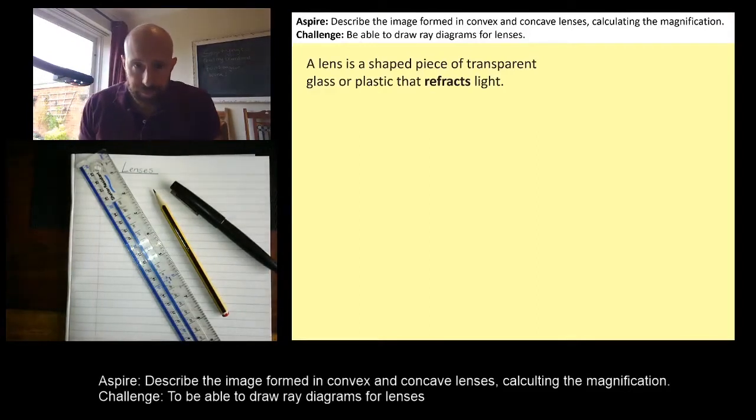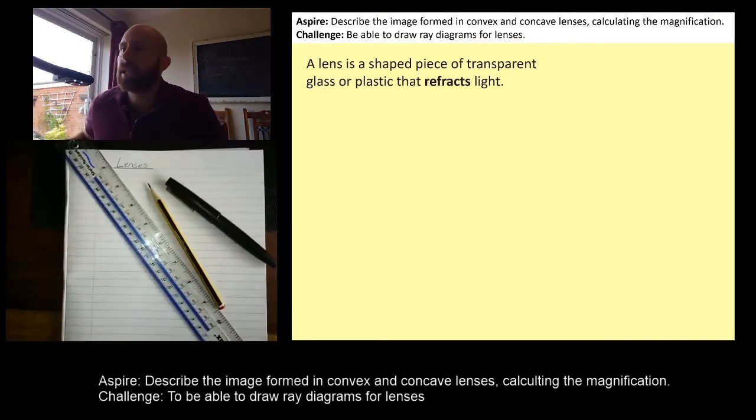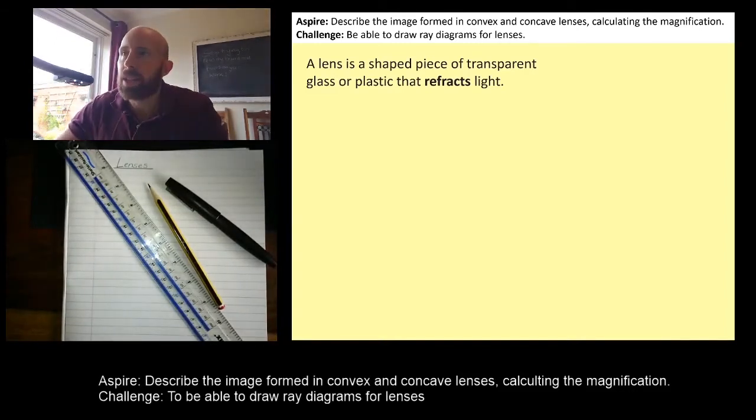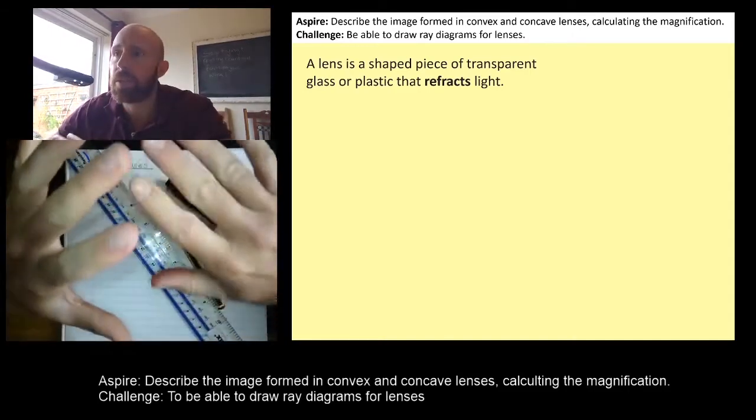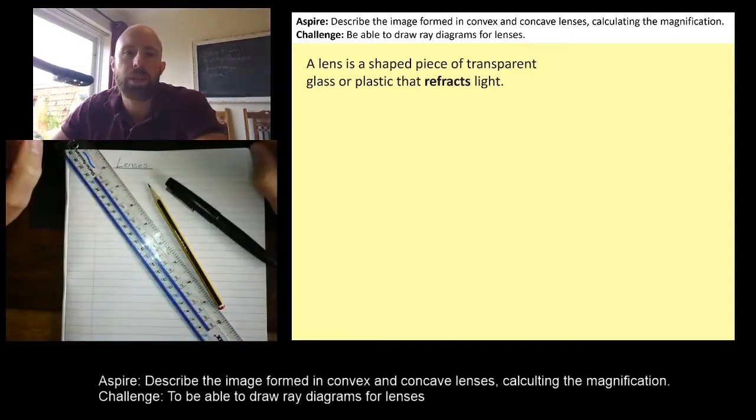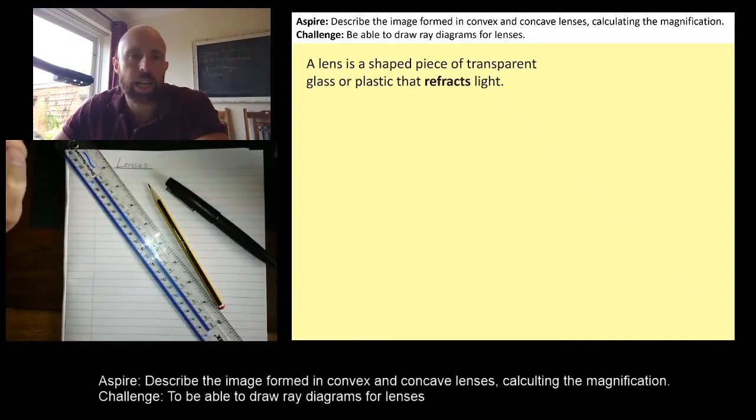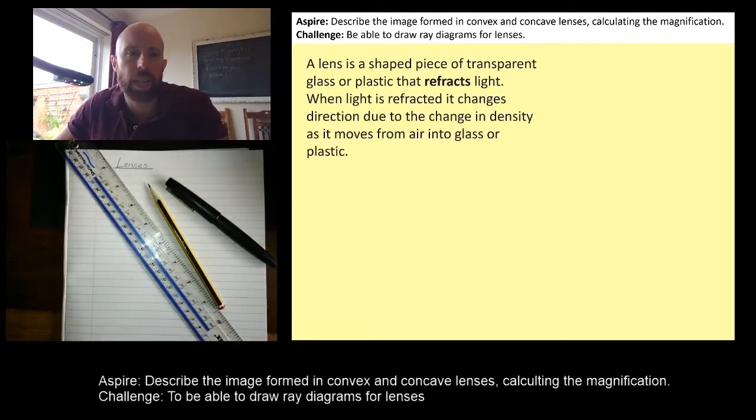What is a lens? Well, a lens, as it just says on the PowerPoint there, is a piece of transparent glass or plastic that refracts light. And we should have done refraction before. It was on the starter. That's why it's important to do that. So refraction means that it causes light to slow down or speed up depending on the density, and therefore change direction. So a lens changes the direction of light. And we'll just see that that's due to its density.